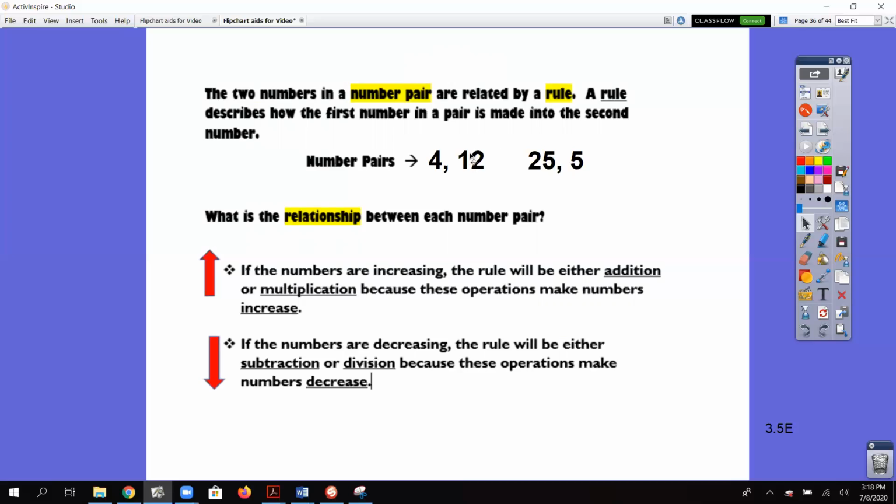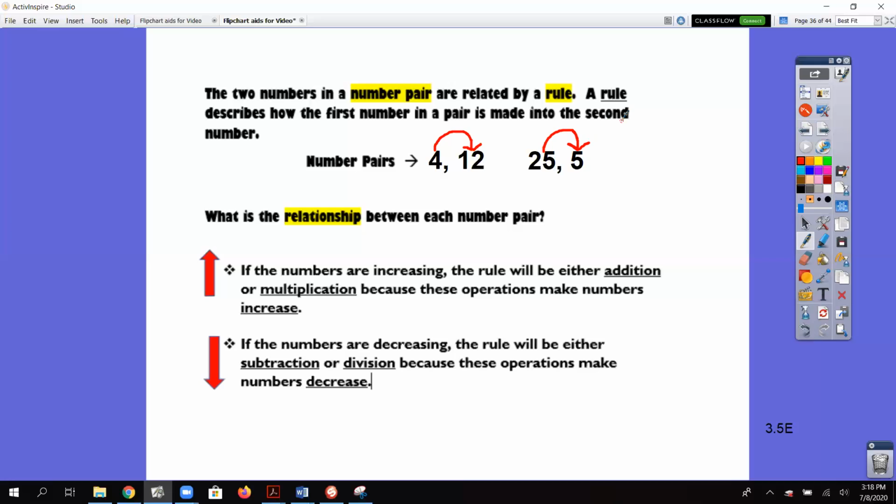Here, there are two sets of number pairs, set one and set two. So we're going to try to find the rule. How did we get from 4 to 12? How did we get from 25 to 5? What is the relationship between those two numbers? The word relationship means how those two things are connected. And the word relationship can be used with numbers, but also in real life. Like I have a relationship with my daughter. I'm her mother and she's my daughter.